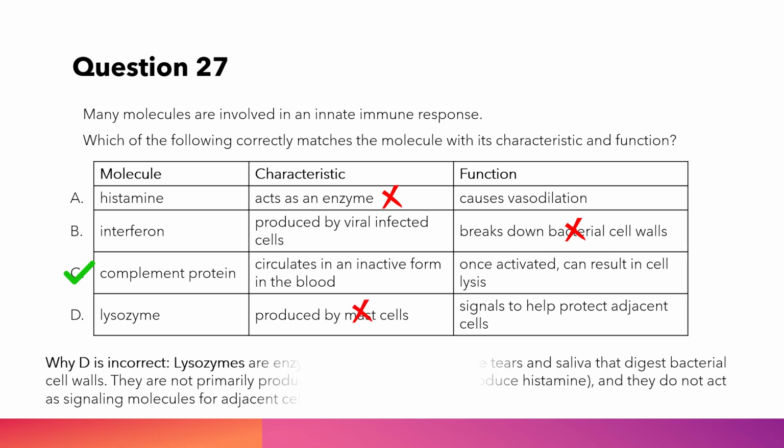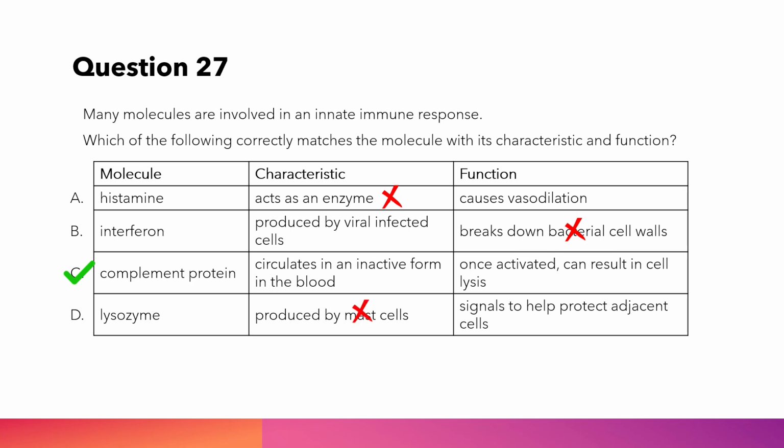YD is incorrect. Lysozymes are enzymes found in secretions like tears and saliva that digest bacterial cell walls. They are not primarily produced by mast cells, which produce histamine, and they do not act as signaling molecules for adjacent cells.